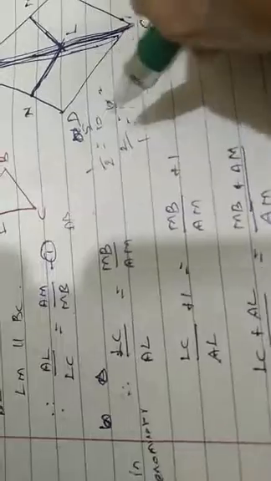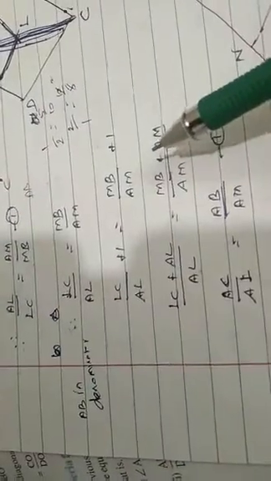We can cancel 2, both are equal. We can take the reciprocal. Now add plus 1. So LC plus AL divided by AL equals MB plus AM divided by AM. Now LC plus AL is the total length AC divided by AL. Similarly, MB plus AM is AB divided by AM. Okay, right.